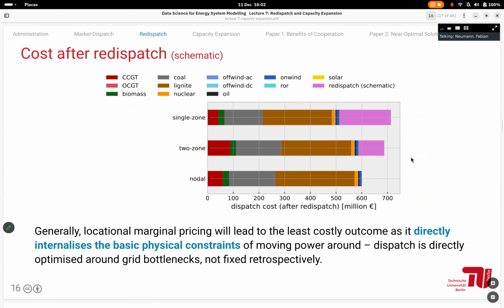And if you do that, and that's just the schematic plot, you will actually see that you tend to have higher costs for the single bidding zone, because you're not co-optimizing everything together, but do one thing, and then you might be locked in to some extent and need to pay compensation for changing infeasible decisions that you made in the single market zone.